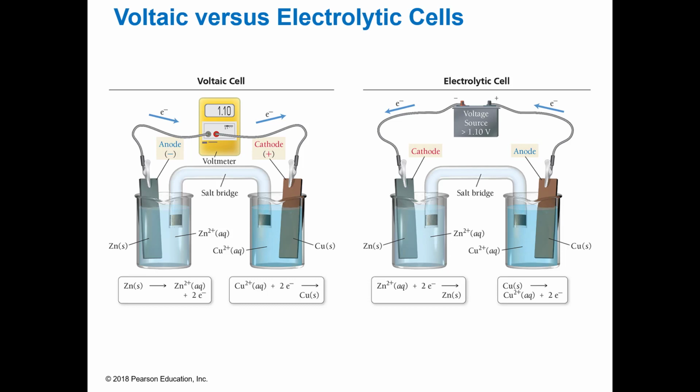So remember, reduction always occurs at the cathode. Oxidation always occurs at the anode. When we do an electrolytic cell, the reaction's reverse, so the cathode now is where the zinc is being reduced and the copper is being oxidized at the anode. So just keep that in mind. That's really important that you know that. That's how we know that you know the difference between a voltaic cell and an electrolytic cell.